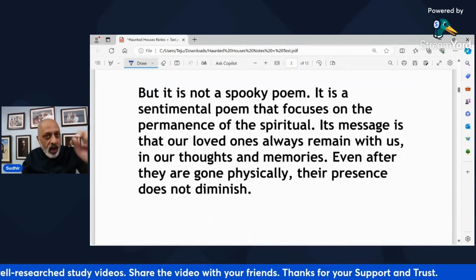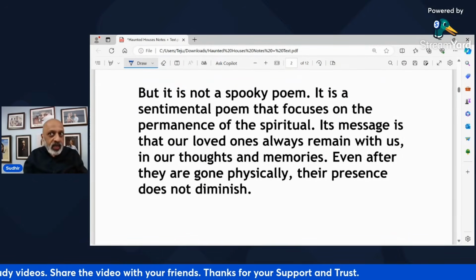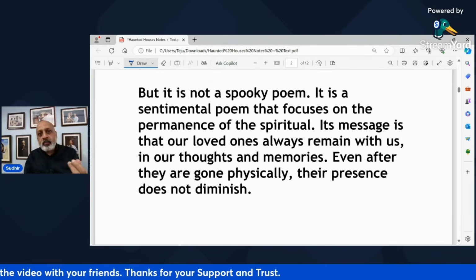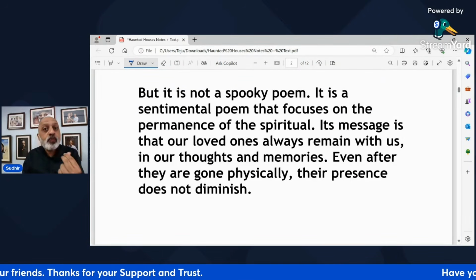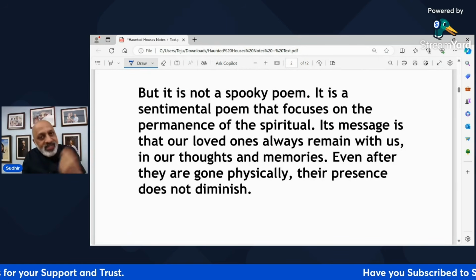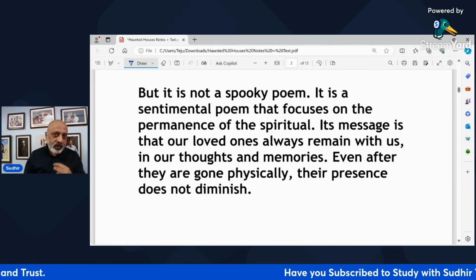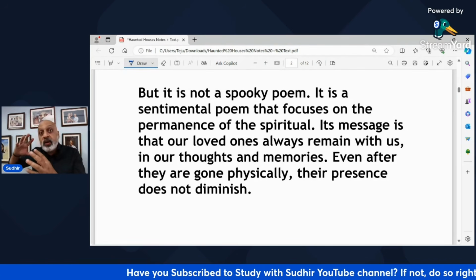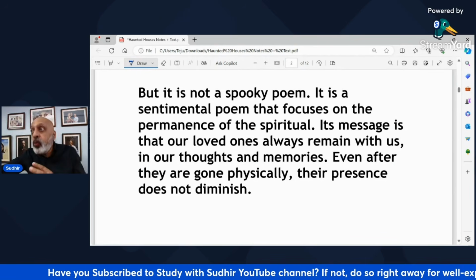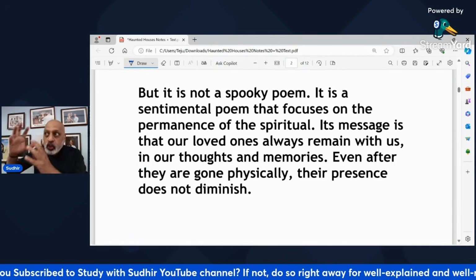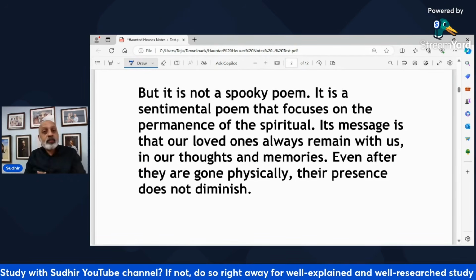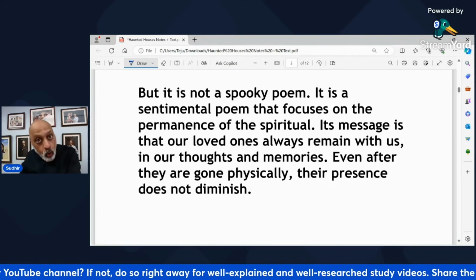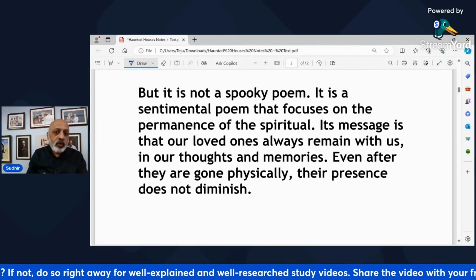Okay, now at the same time, the texture of the poem is not that of a spooky poem. It is actually a very sentimental kind of a poem. While he's talking about ghosts, it is not a typical horror kind of a spooky poem, which you would normally associate with a subject of this nature dealing with ghosts. It is a sentimental poem.